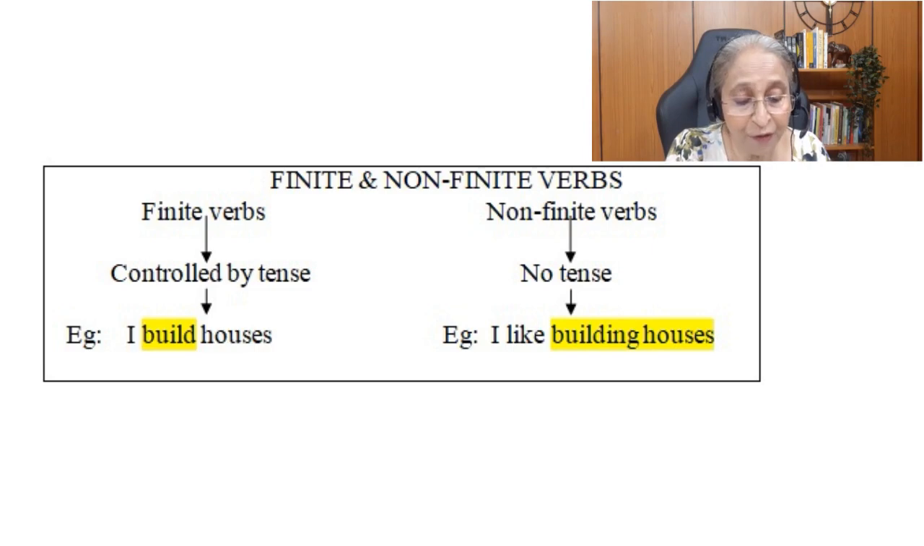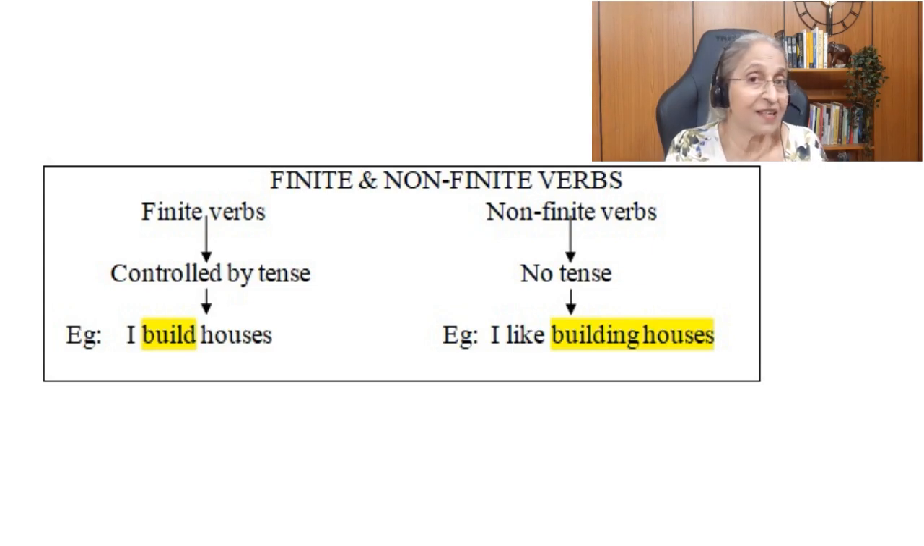Basically, non-finite verbs do not contain tense. They're not controlled by tense. Take, for instance, the example here, I like building houses. Now, if you notice, I have highlighted building houses. You cannot change the tense of building, whereas you can change the tense of like, because like is a finite verb.